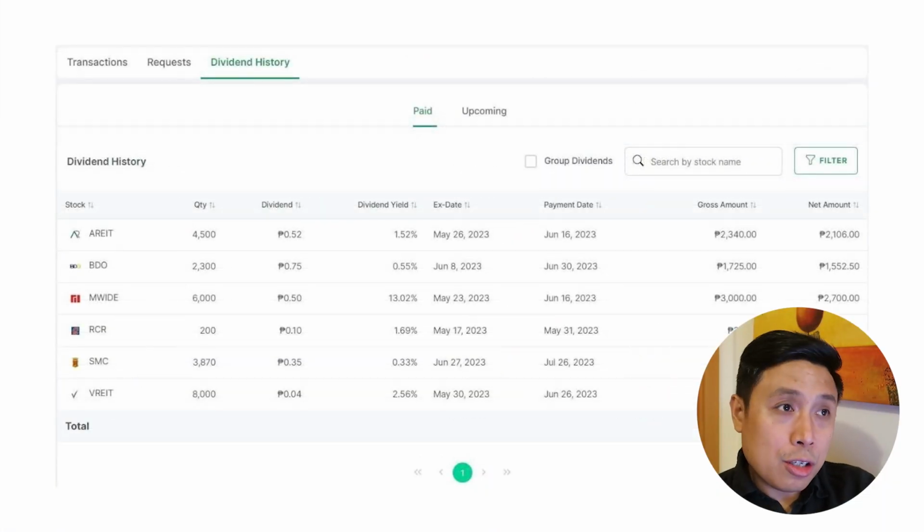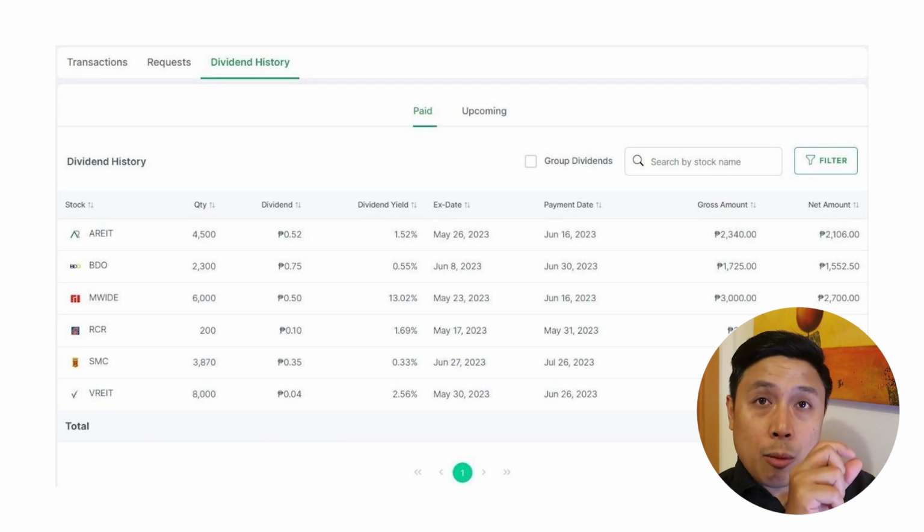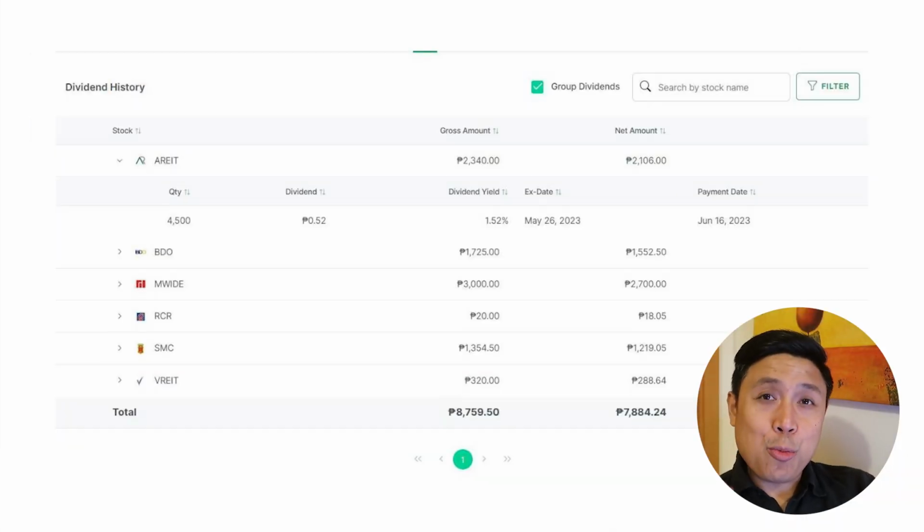This is a sample screenshot that I got. If you look at it here, it will show, for example, for this screen, A-REIT, PDO, Megawide, RCR, SMC, V-REIT, the dividends received, and the number of stocks that you own. Then, of course, the X date and payment date, but it will also show the gross and net amount that you would receive based on the number of shares that you have and the dividends they would get. You can actually tally that and see how much you've received from a dividend perspective. Another facet is where you could group it, where it would list all of the dividends that you got per stock.